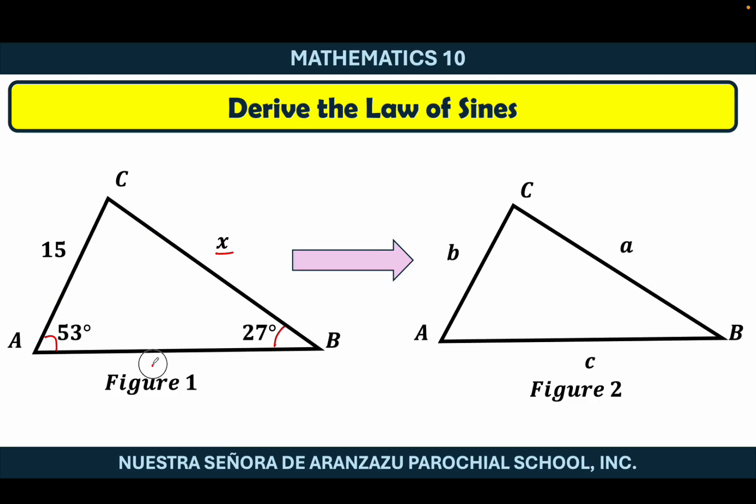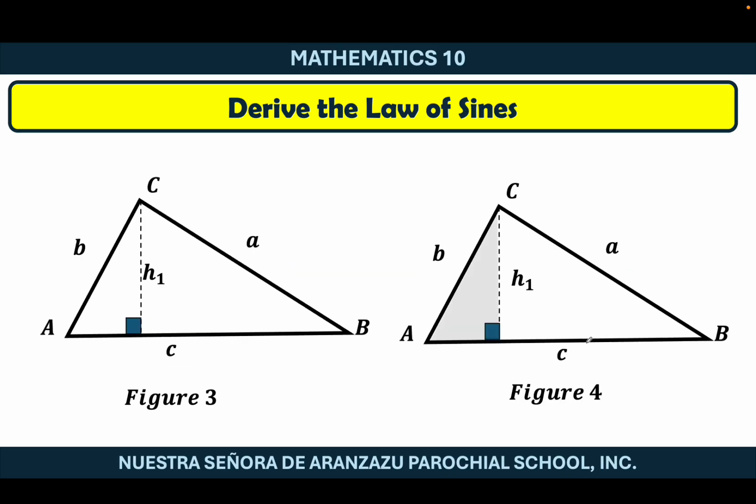Now, if we are going to transform this triangle into this symbolic form, angle A has an opposite side a, angle B has an opposite side b, angle C has an opposite side c. And if we draw a line here to the base, we form what triangle is this? Okay, the shaded part, what triangle is this? Very good. That is a right triangle.